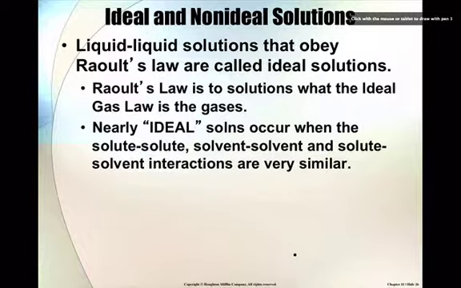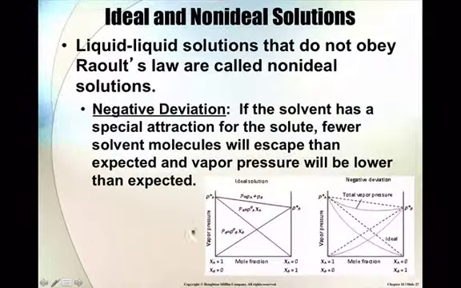So nearly ideal solutions occur when the solute-solute, solvent-solvent, and solute-solvent interactions are very similar. So everything acts nicely because they are all very similar to each other. When they do not obey Raoult's law, these are called non-ideal solutions. And what you're going to see is you get negative deviation and positive deviation.